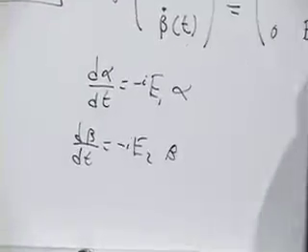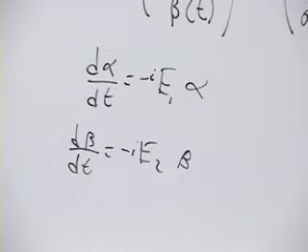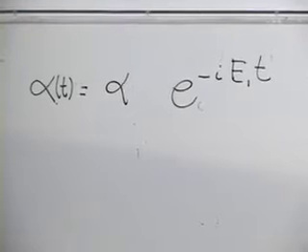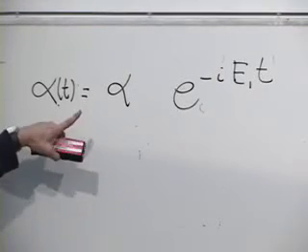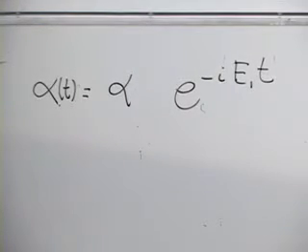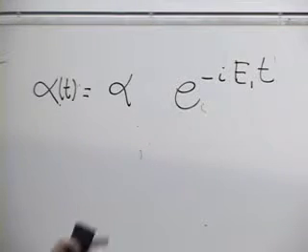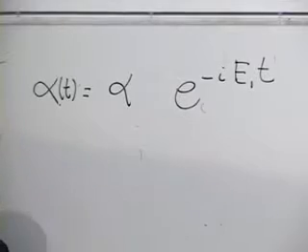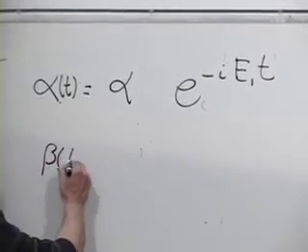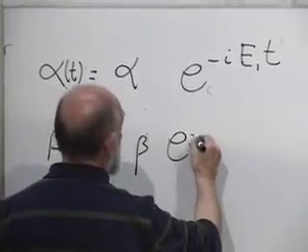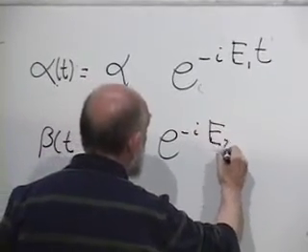Okay. And let me simplify the notation by just calling alpha at time 0 alpha. There's too many brackets and other little pieces of nuisance to write down. So alpha is alpha at time t equals 0. And as time goes on, it just gets multiplied by e to the minus i E1 t. What about beta of t? Similar thing. That's equal to beta times e to the minus i E2 t.